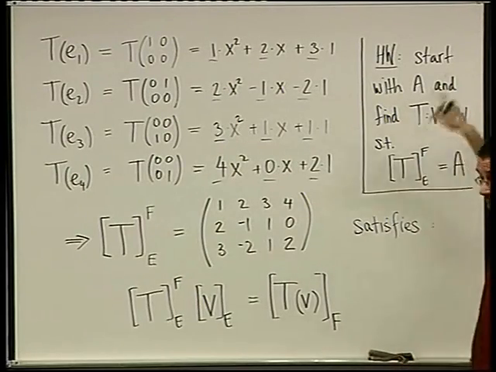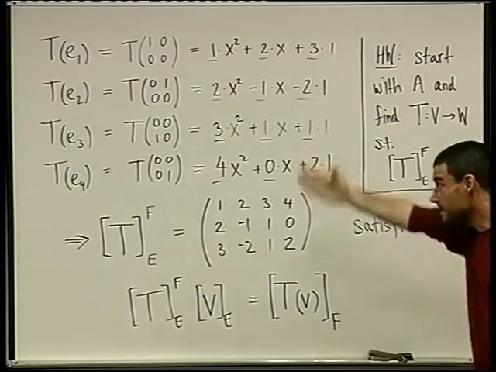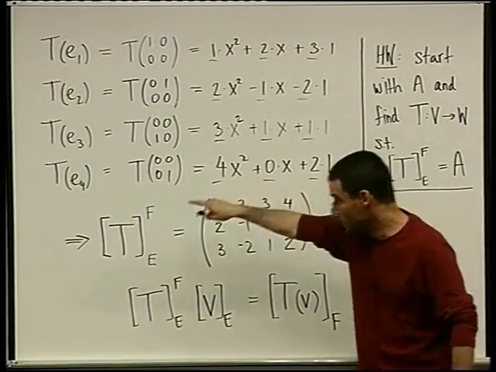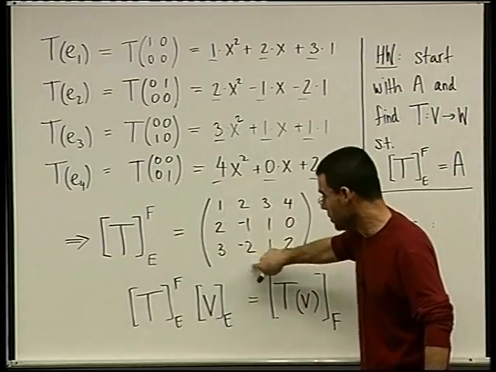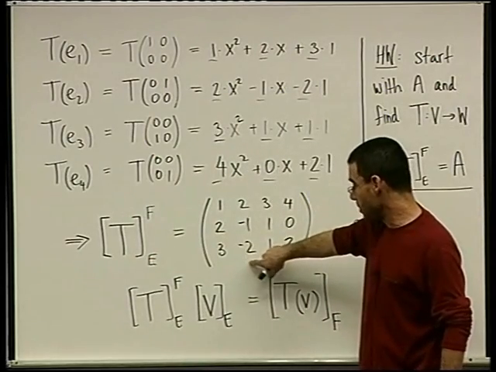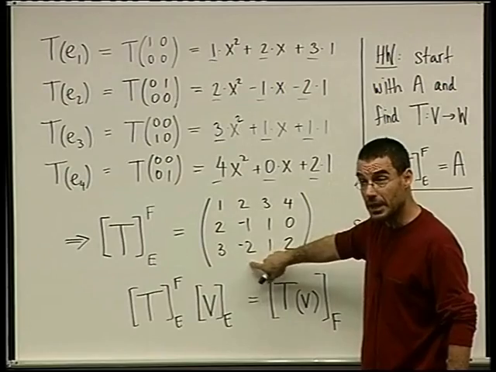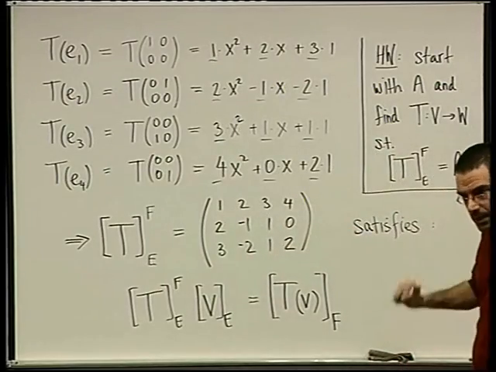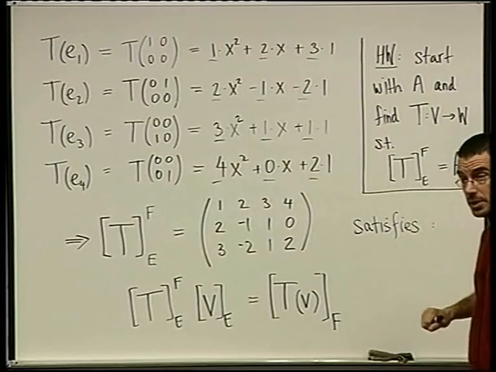If you can do this, which is precisely what I described here, how I found a T, a V, and a W such that the representing matrix would be this one. If you can do that, then you really understood this stuff. Then you know what you're doing. Try this.